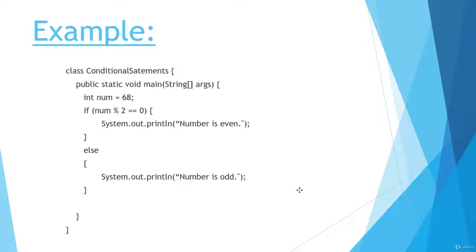Looking at the example, we have an integer num equal to 68. Now if num modulus 2, meaning when we divide 68 by 2 we get a remainder, and if that remainder is equal to 0, then we will print the number is even, else we will print the number is odd. So let's run our example on our NetBeans IDE.